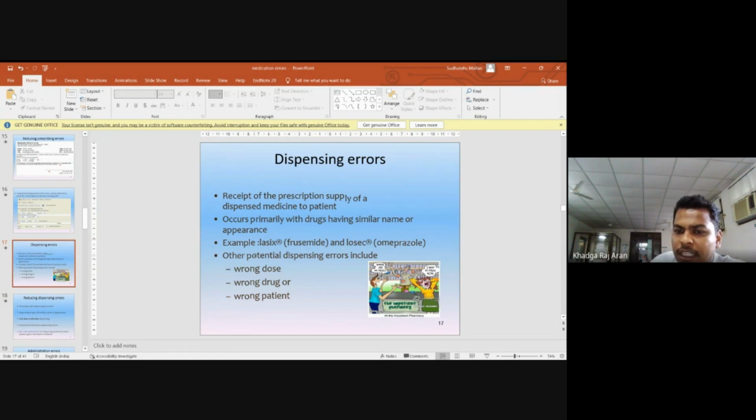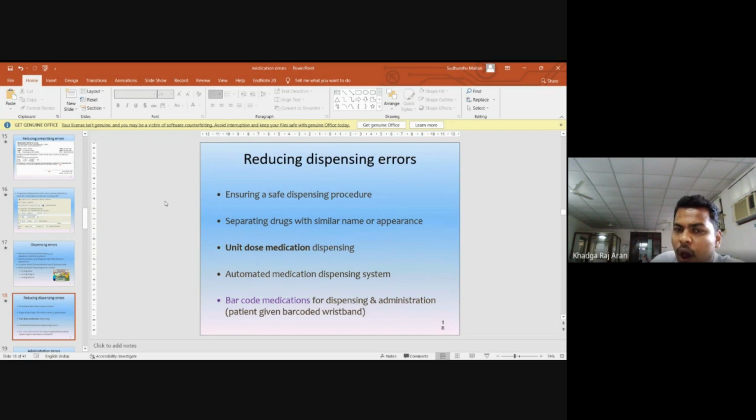Other potential dispensing errors include the wrong dose, wrong drug, or wrong patient. These are some examples of dispensing errors. So how do we reduce dispensing errors? We can ensure safe dispensing procedures as per the guidelines of the government.